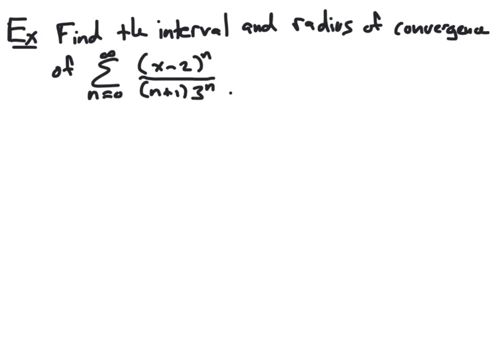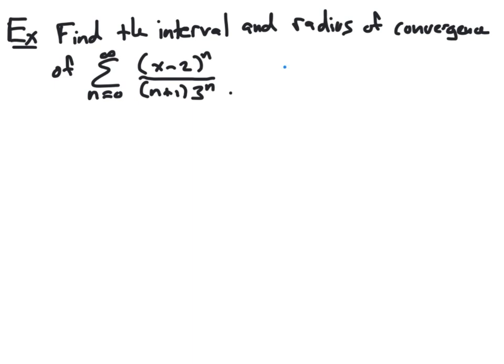We now consider some examples of power series where the interval of convergence is not a single point and is not all of the real numbers. In other words, it is some finite interval centering around the center of our power series. In this first example, we want to find the interval and radius of convergence of the series from n equals 0 to infinity of (x minus 2) to the n over (n plus 1) times 3 to the n.